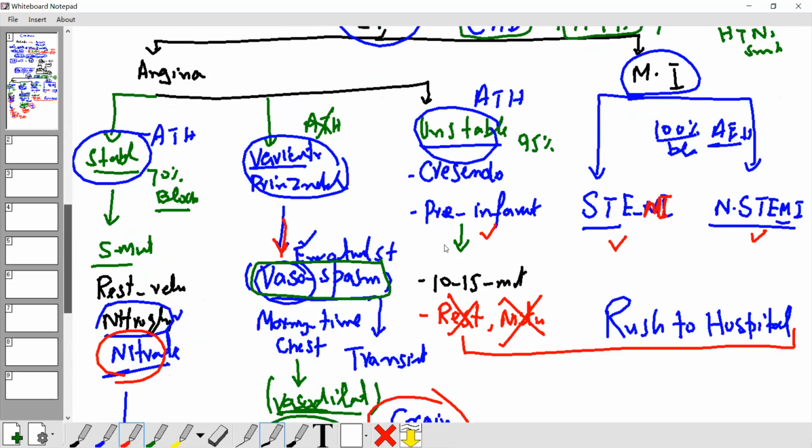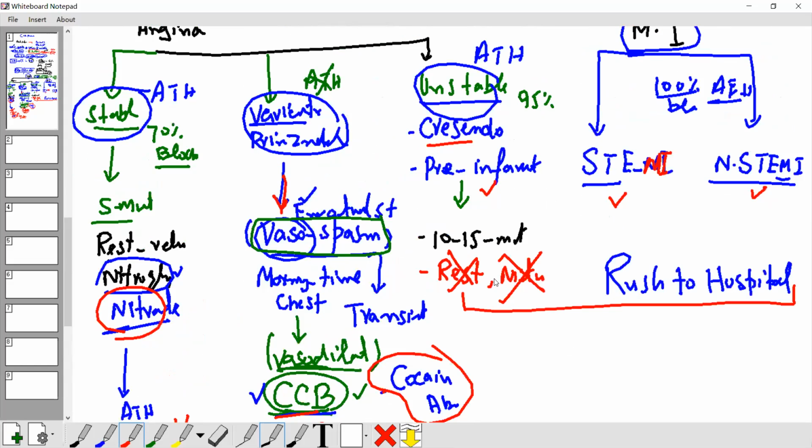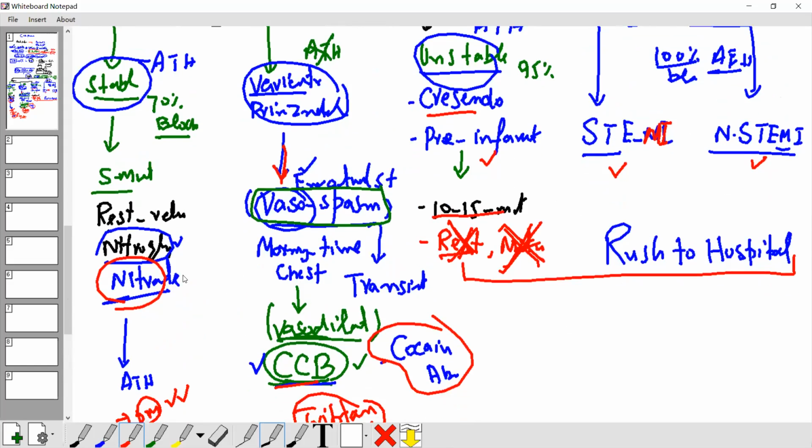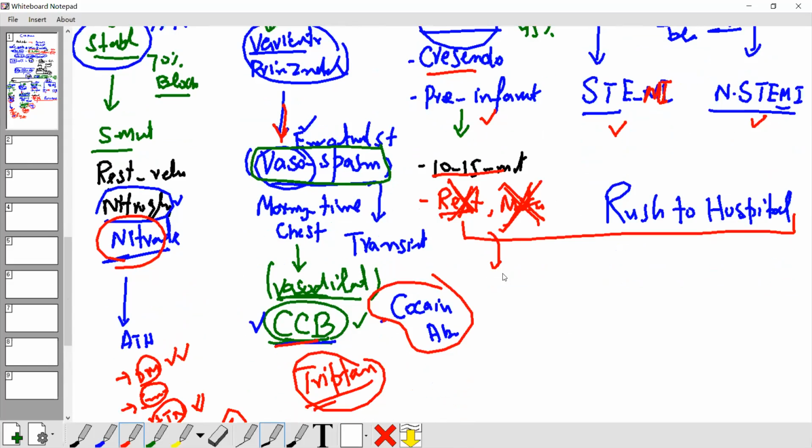What is unstable angina? The pain is long lasting, 10 to 15 minutes, and rest does not relieve it. Nitroglycerin does not relieve it either; the pain is still there. What do we do now? Give a nitrate, a beta blocker, a calcium channel blocker, and morphine. Why do you give morphine here? You want to stop the pain. If you do not give morphine, the pain is still there, and pain can make this unstable angina worse.